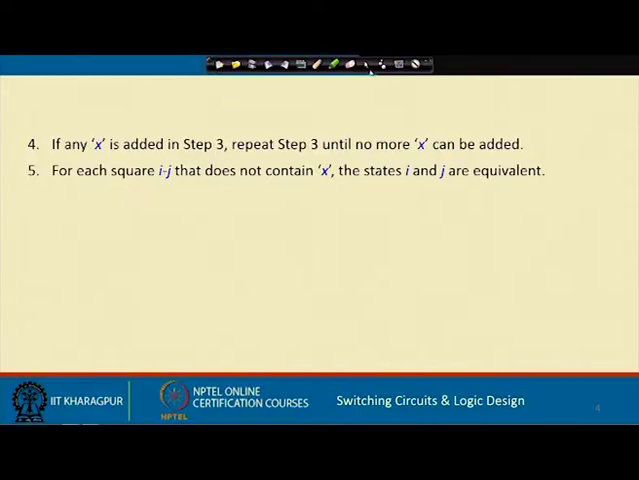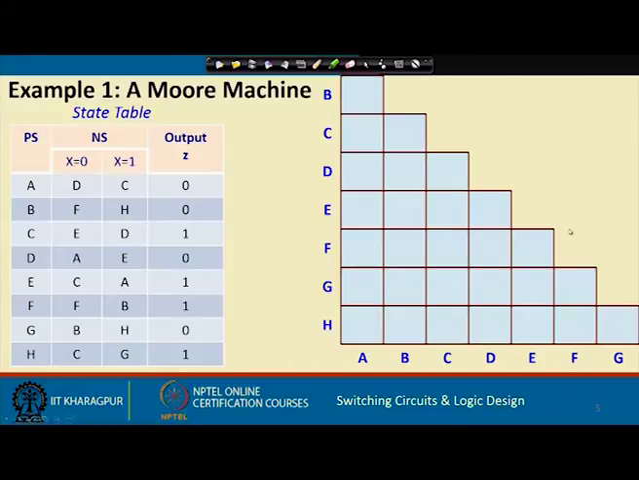Now, let us illustrate this with the help of an example, it will be easiest. Let us take the example of a Moore machine, with the state table as we have shown on the left hand side. You see there are the 8 states A, B, C, D, E, F, G, H. There is a single input capital X, and a single output Z. This table shows, for input combinations 0 and 1, what will be the next state, and because it is a Moore machine, the output will depend only on the state and not on the inputs.